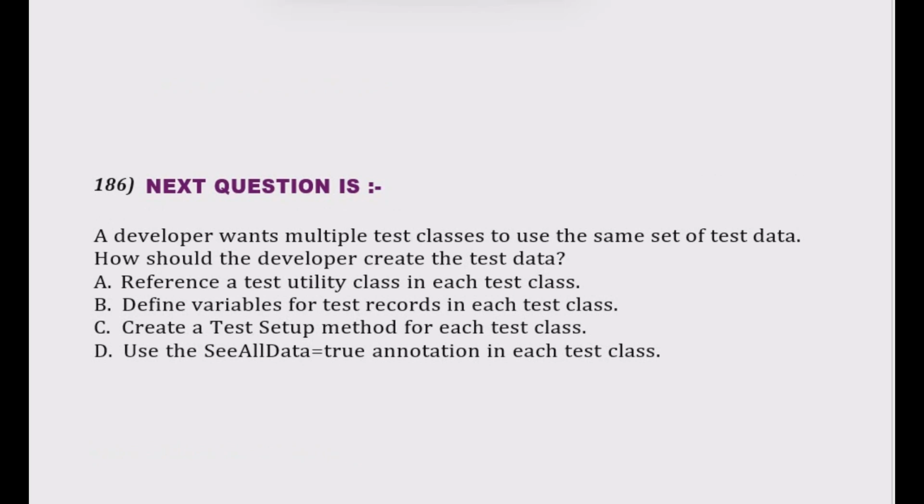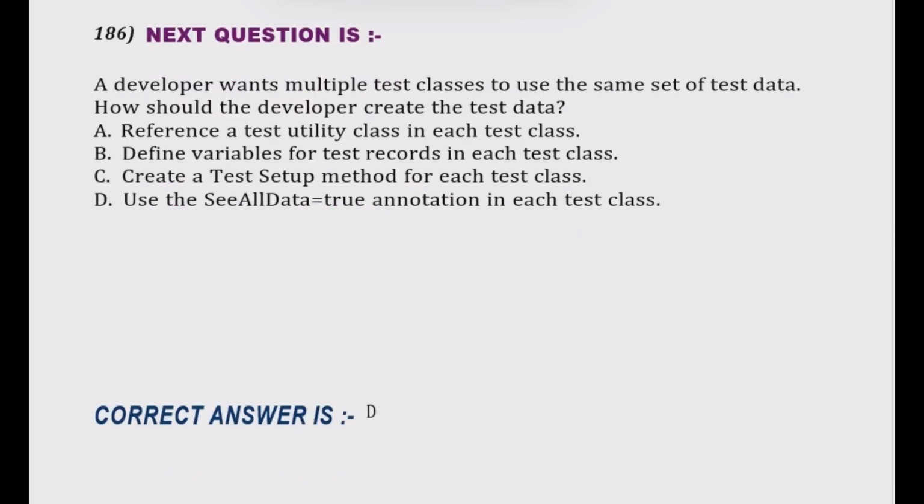Question is, a developer wants multiple test classes to use the same set of test data. How should the developer create the test data? Option A. Reference a test utility class in each test class. Option B. Define variables for test records in each test class. Option C. Create a test setup method for each test class. Option D. Use the SeeAllData=true annotation in each test class. Correct answer is option D.